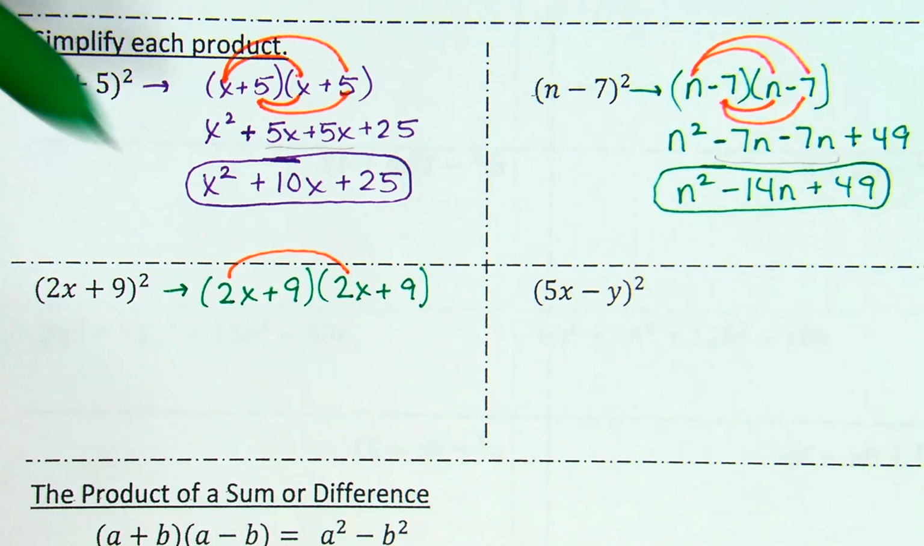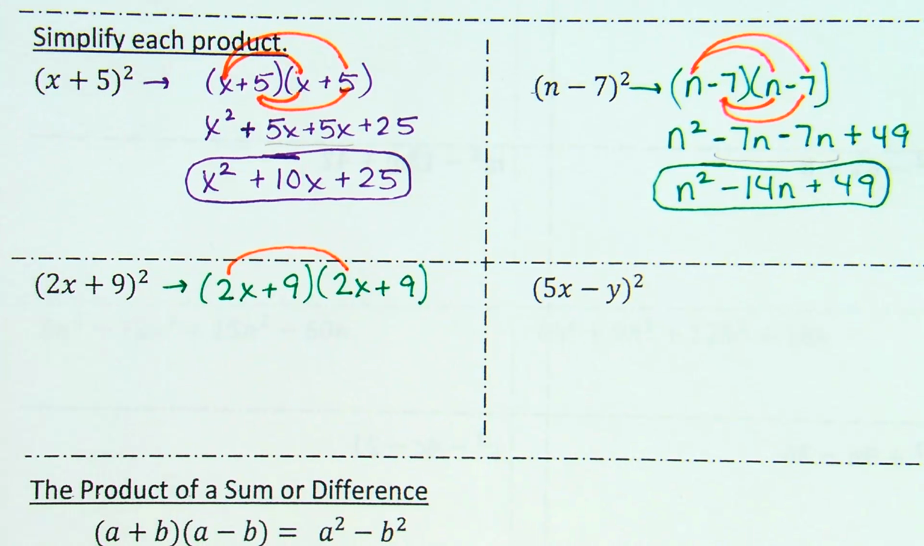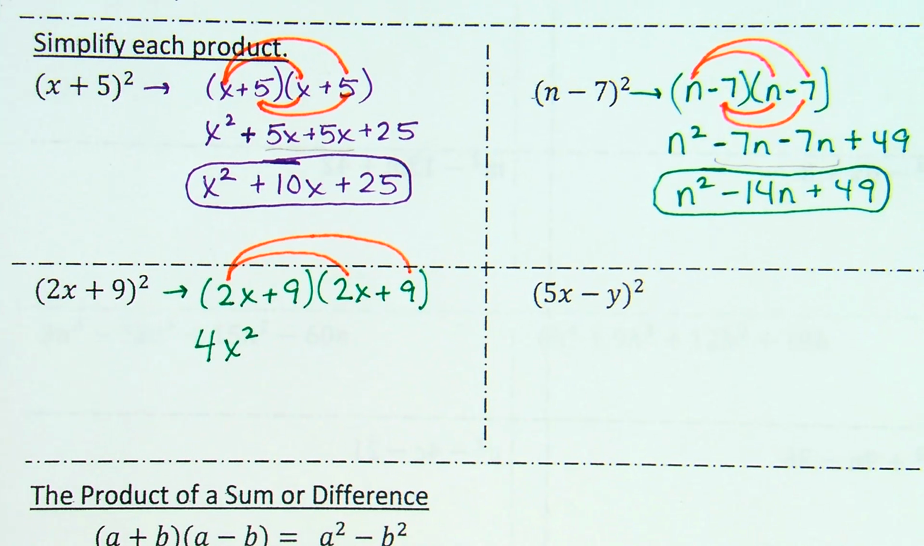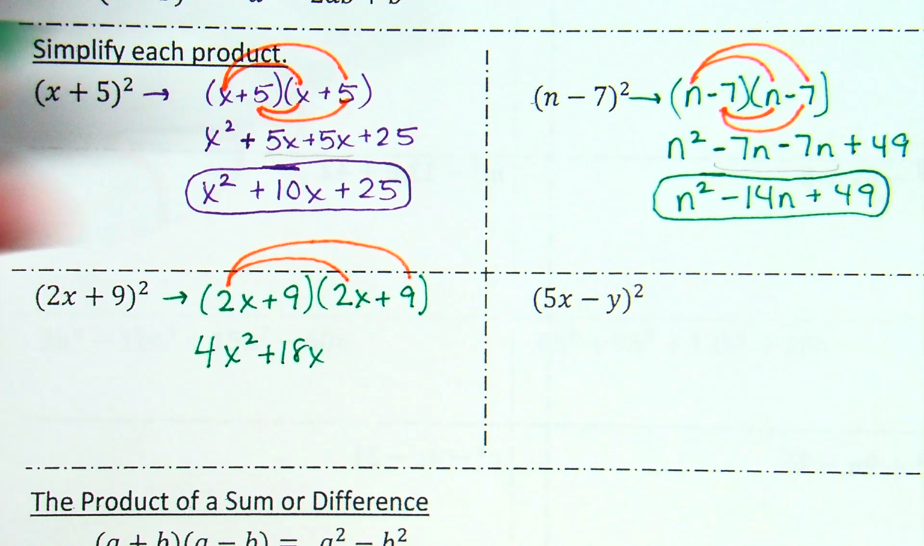2x times 2x. What is 2x times 2x? 4. 2 times 2 is 4. X times x is x to the second. This is why I threw this one in and didn't skip this one, because we got to throw in some numbers there. Okay? So first I did 2x times the 2x. Now, 2x times 9. 2 times 9 is 18. Stick the x on, so 18x.